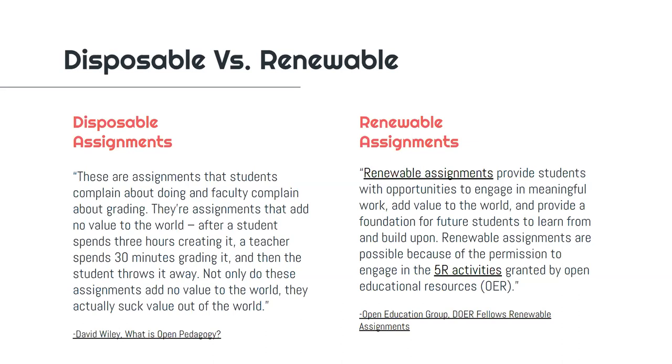A student has to write a paper, they do research on it, they give the paper to the instructor, who reads it and grades it, and then it just lives on a student's computer to never be seen again. Whereas a renewable assignment provides students with opportunities to engage in meaningful work, add value to the world, and provide a foundation for future students to learn from and build upon. Renewable assignments are possible because of the permission to engage in the 5R activities granted by open educational resources. Again, those 5Rs that we talked about earlier. It allows students to curate and create work that doesn't just live on a laptop, but gets contributed to the curriculum with an open license, thus allowing them to be creators of shared knowledge for future learners.